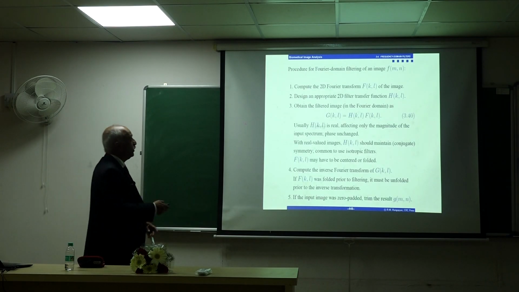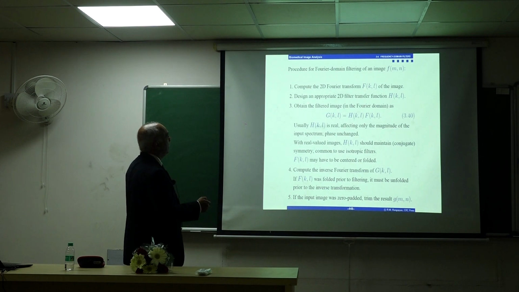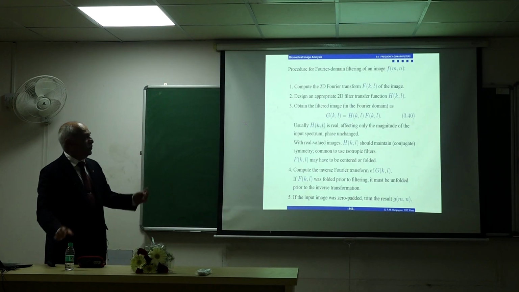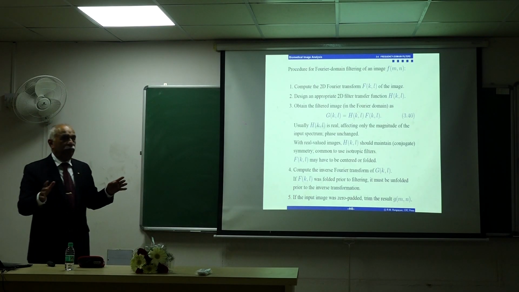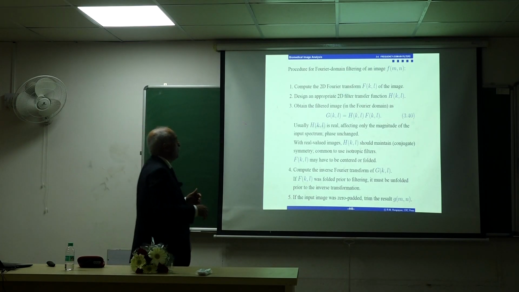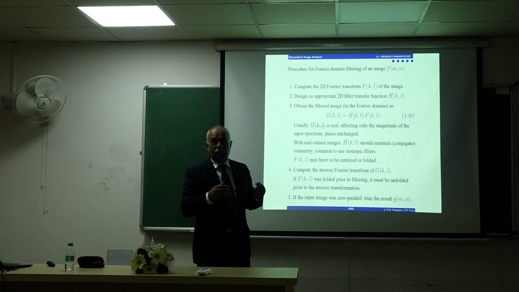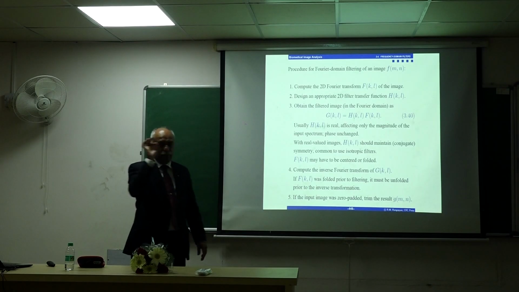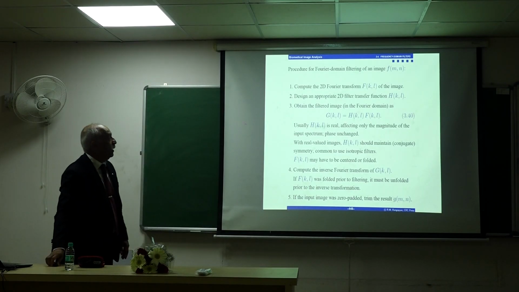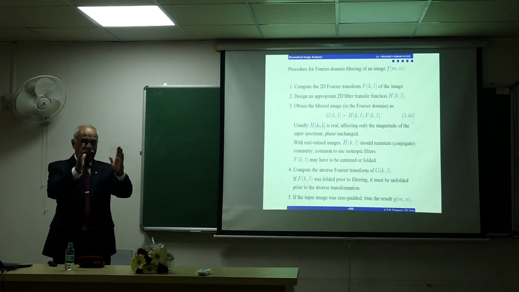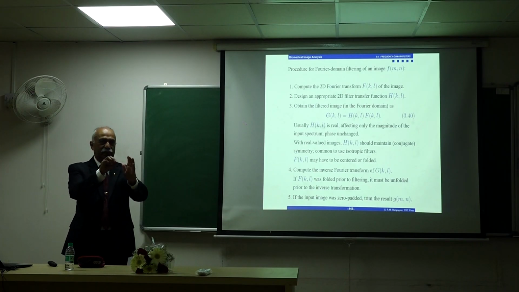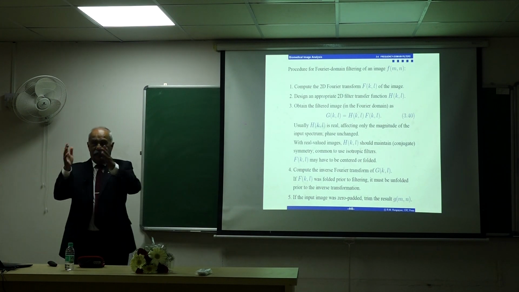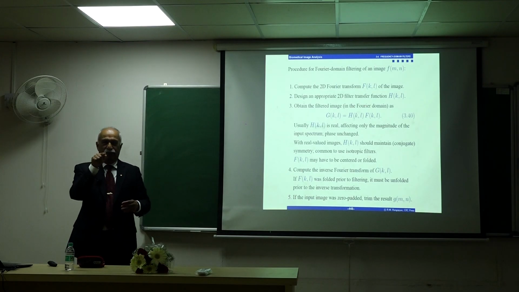So what is the procedure? You compute the 2D Fourier transform, FKL, and design an appropriate 2D filter transfer function, HKL. Typically you would want this to be symmetric, and in most cases isotropic too. Obtain the filtered image, GKL, as HKL times FKL. You multiply point by point in the frequency domain. And you have to take care of centering. Is the spectrum of the image centered with DC in the middle? If you did that, then the filter function HKL must also have its DC response in the middle.